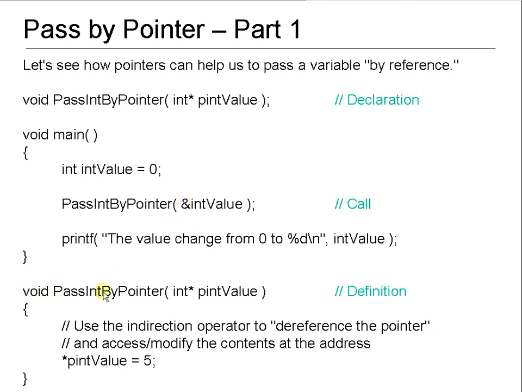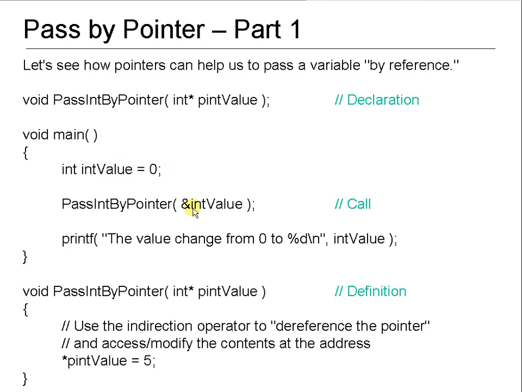We come down here to the pass int by pointer function or subroutine, and inside I catch that address that was given to me. Then I use the indirection operator to dereference the pointer and access or modify the contents at that address. So let's say this variable lives at 123 Elm Street, and inside it has a value of blue shag carpeting. So the address is 123 Elm Street. The carpeting inside the house at that address is blue shag carpeting.